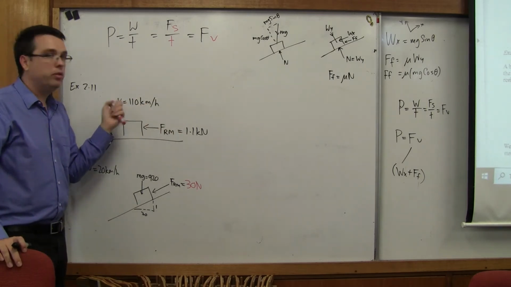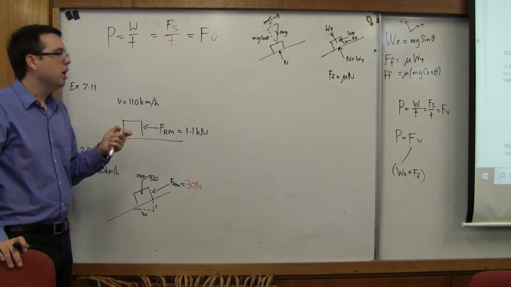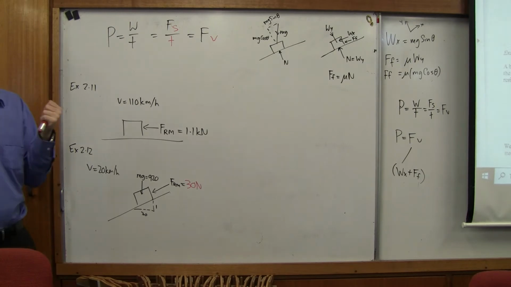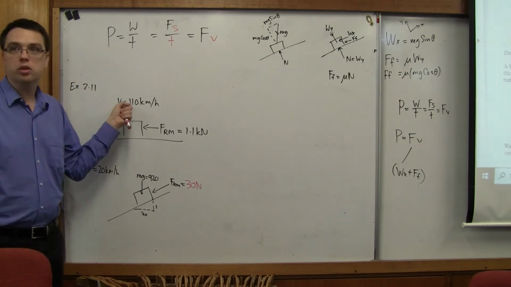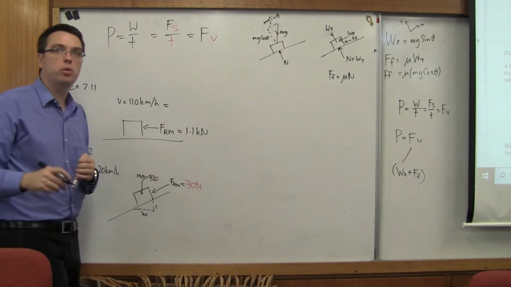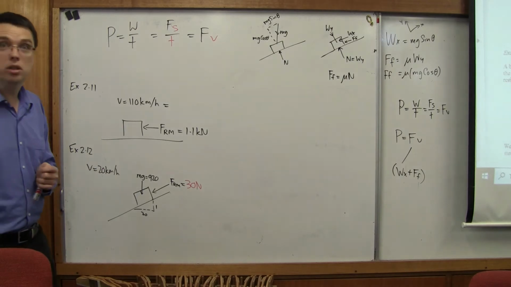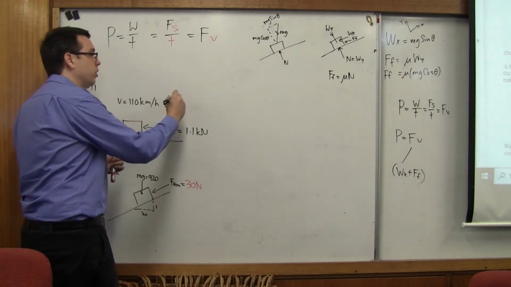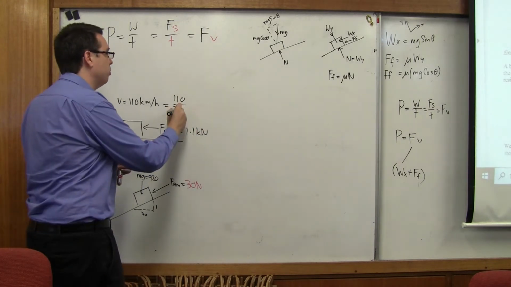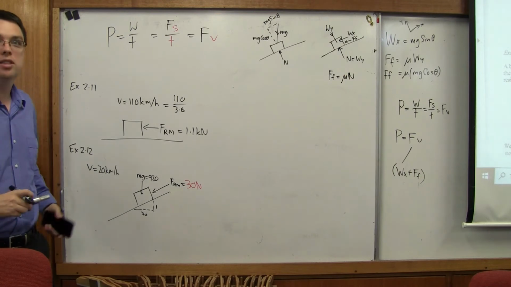The velocity we've been given is 110 kilometers per hour. But we can't use that unit. It's not an SI unit, so we won't get watts out of this question if we use it. So we need to convert it. How do we convert it? What would Ed Sheeran say? He's going to divide by 3.6. Good work. So 110 divided by 3.6 is?